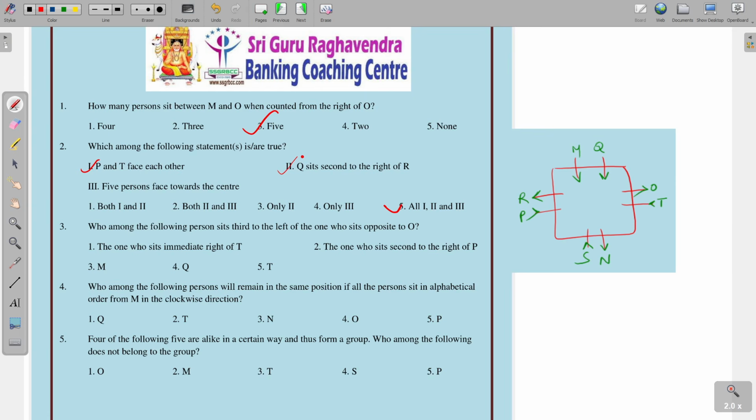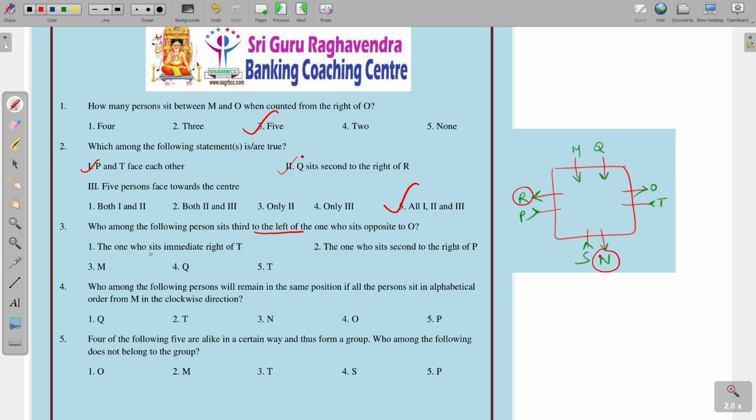Okay, all are correct. Who among the following persons sits third to the left of the one who sits opposite to O? So opposite to O, that is R. From R, third to the left. So third to the left, 1, 2, 3. That is O, but we don't have O. Third to the left of the one, so R. Next, it is the right. 1, 2, 3. It is the left. That is N. So N is the answer. So we don't have N.